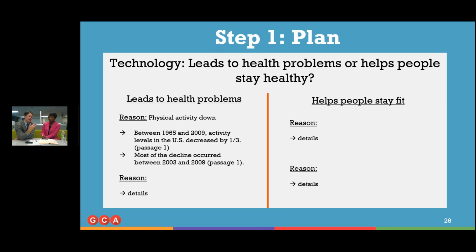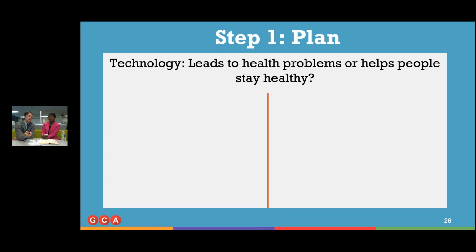So, getting back to metacognition, I can encourage students not only to include textual details for either of these positions, but also to ask what are the big, broad reasons that these authors seem to be bringing forward to support either the leads to health problems position or the helps people stay fit position. So one of the reasons would be it leads to health problems. How do we know this? Well, physical activity is down.